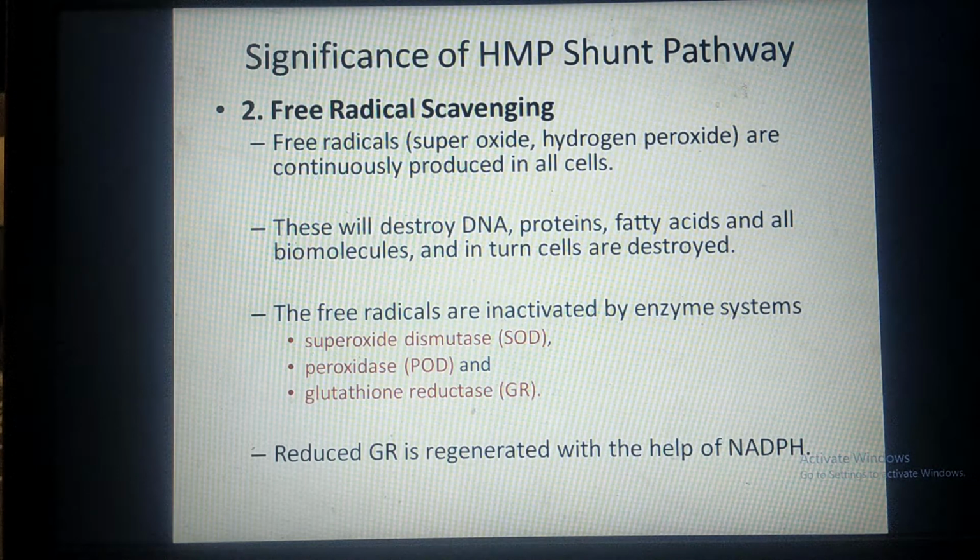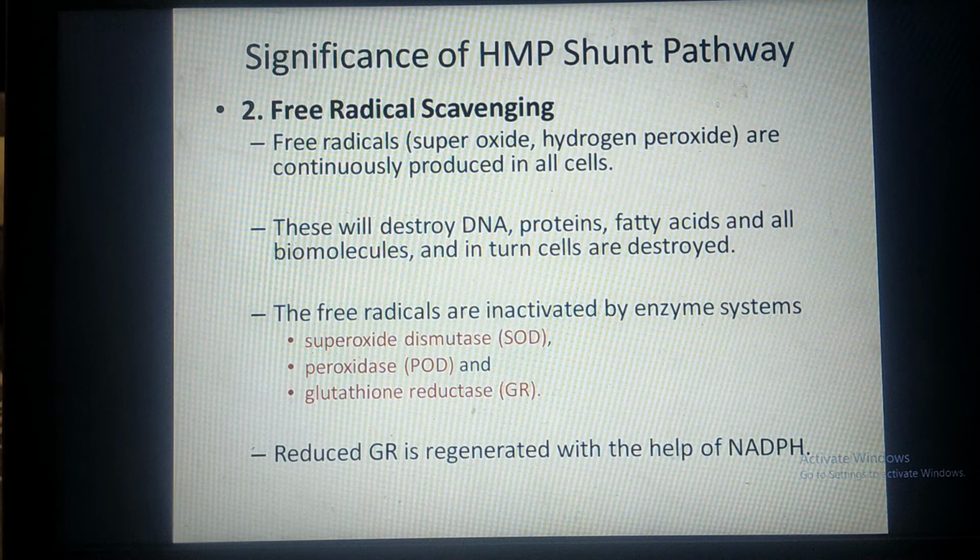First, free radical scavenging. Free radicals, examples I have given: superoxide anion, hydrogen peroxide. Free radicals means any compound with an unpaired electron. These free radicals are constantly formed in the body, and they have to be constantly removed from the body. If they accumulate, they cause destruction of DNA, protein, fatty acids and all biomolecules. Therefore, they may cause cell death.